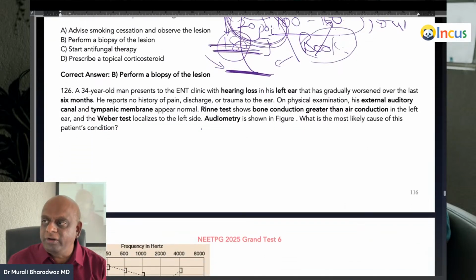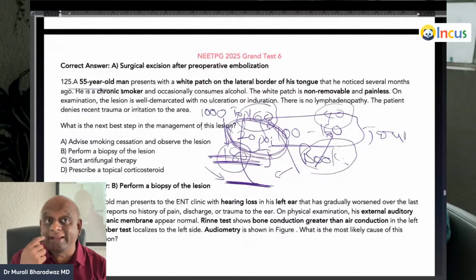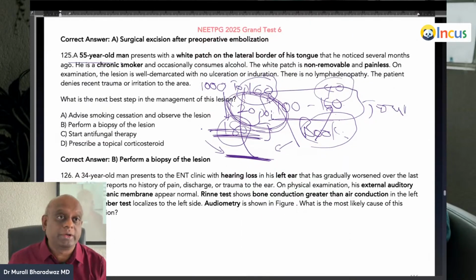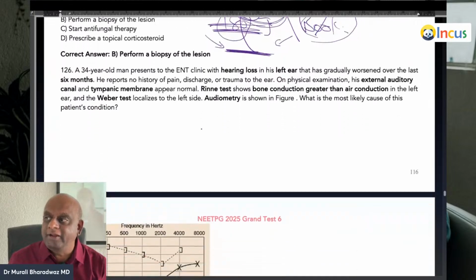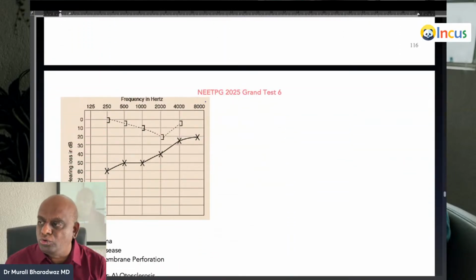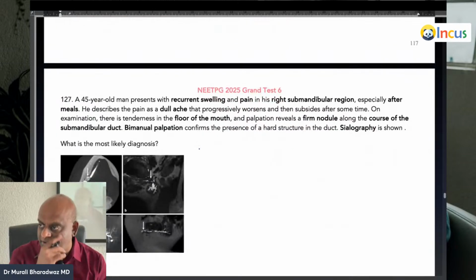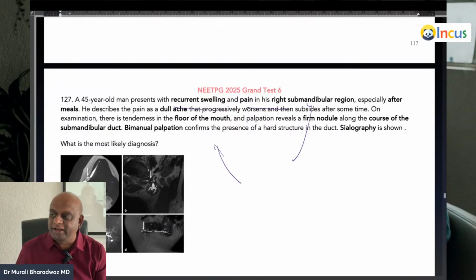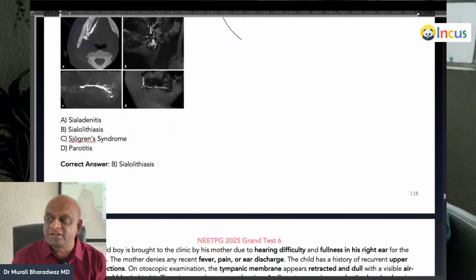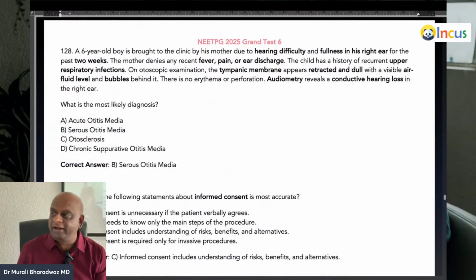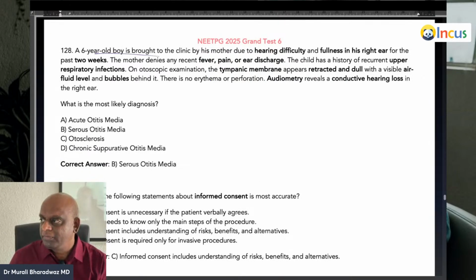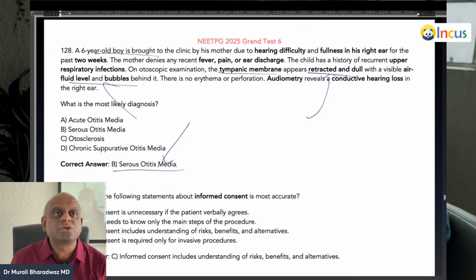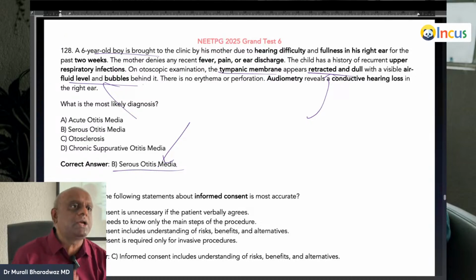55-year-old with a white patch on the lateral border is leukoplakia. So it can be precancerous. Perform a biopsy. A 34-year-old audiometry is showing a dip at the 2000 hertz frequency. What is this called? Carhart's notch, which is typical of otosclerosis. A 45-year-old with recurrent swelling and pain in the right submandibular area, which is increasing with eating, is sialolithiasis, stone in the salivary duct. Now, 6-year-old tympanic membrane shows retracted and dull with fluid level and bubbles behind it is serous otitis media, commonly as a consequence of eustachian tube dysfunction.